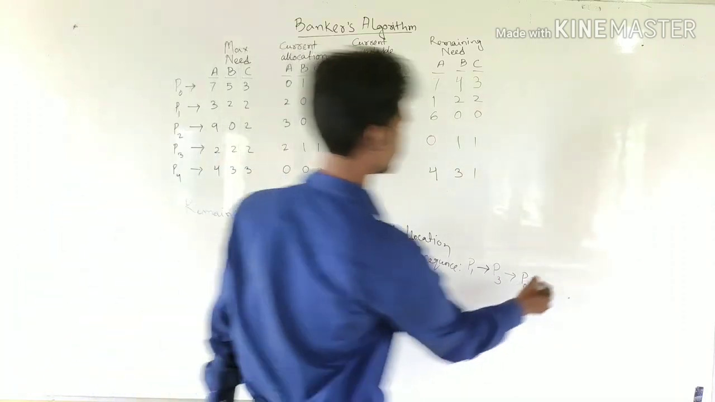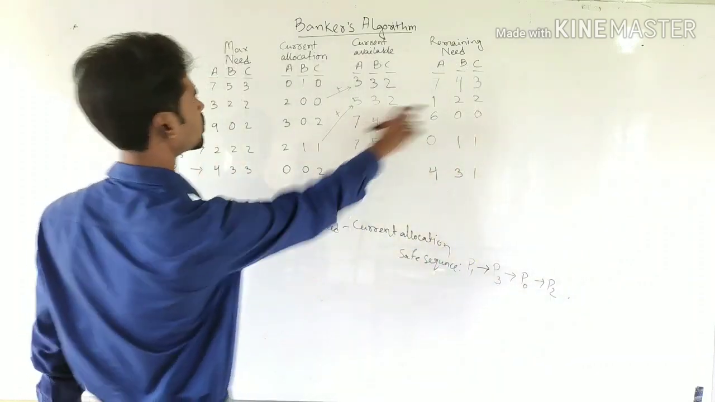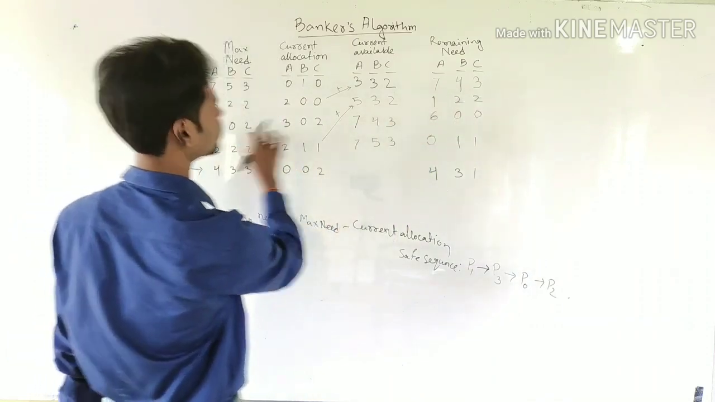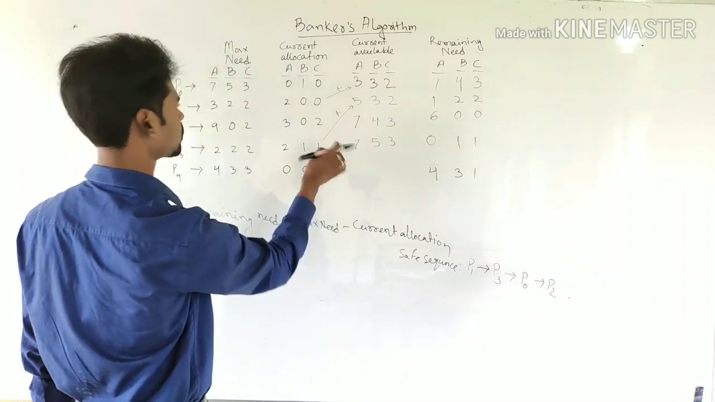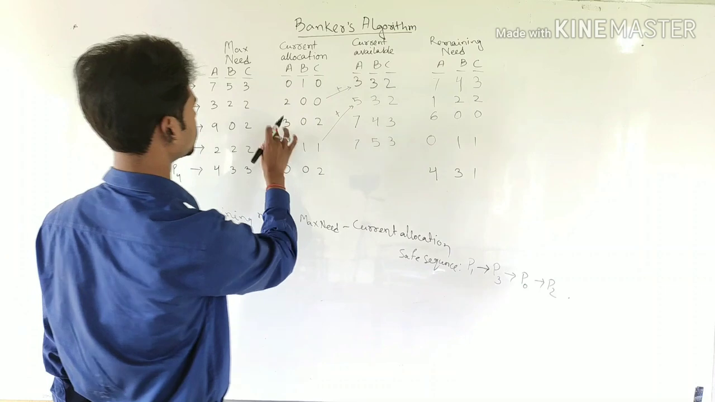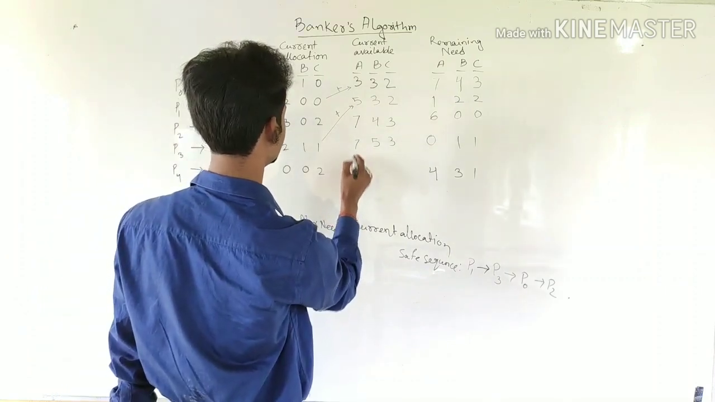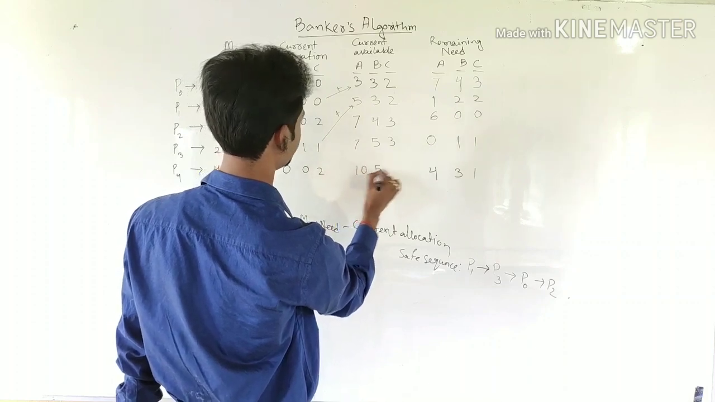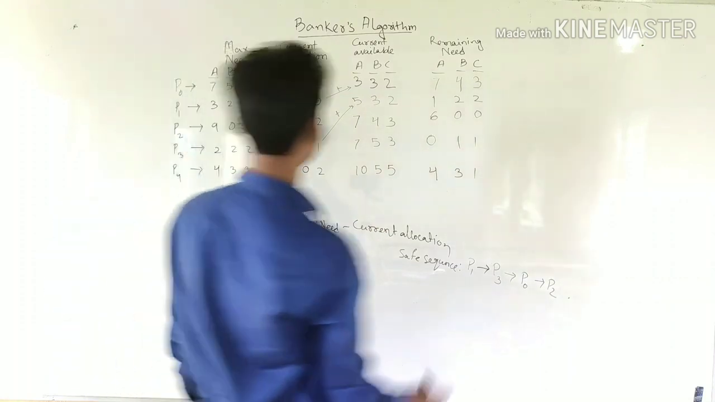Now, assign this to P2. P2 requests 6 0 0, we have 7 5 3. So, after completion of its execution, it will release the current allocation, that is 3 0 2. So, total available will be how much? 10 5 5.